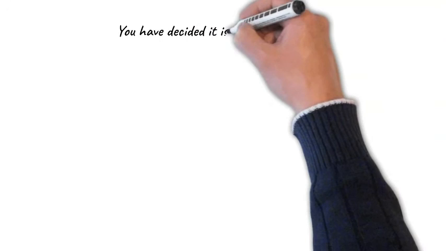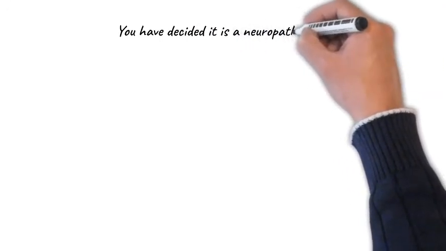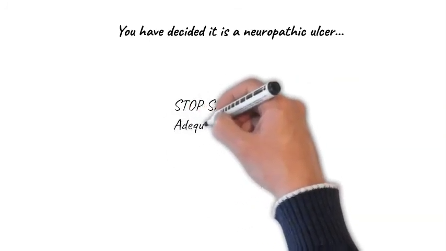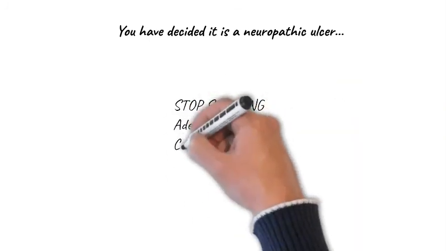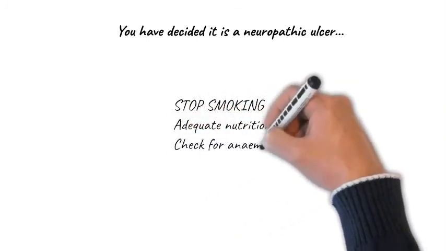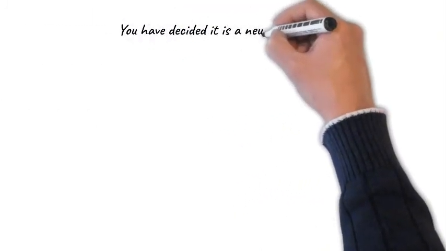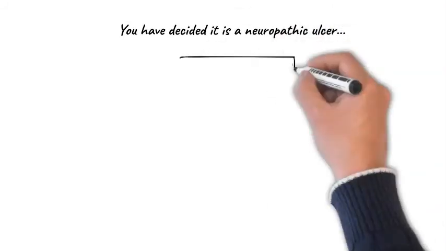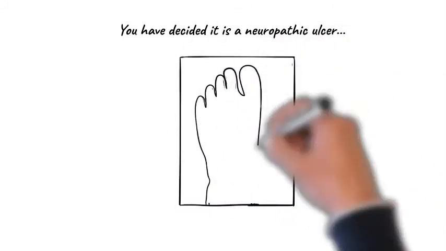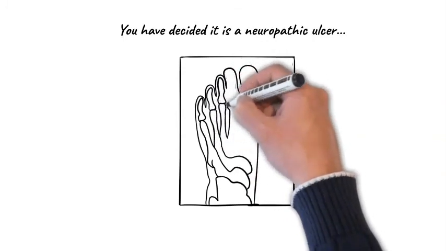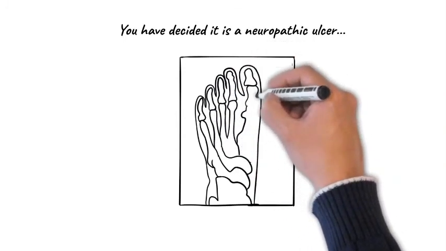You have decided it's a neuropathic ulcer, so what to do about it? Just like venous and arterial ulcers, encourage them to stop smoking, make sure their nutrition is adequate, and rule out anemia as a contributory factor. If there is exposed bone, or if on probing the ulcer your probe is reaching down to bone or periosteum, you should arrange a foot X-ray to look for features of osteomyelitis.